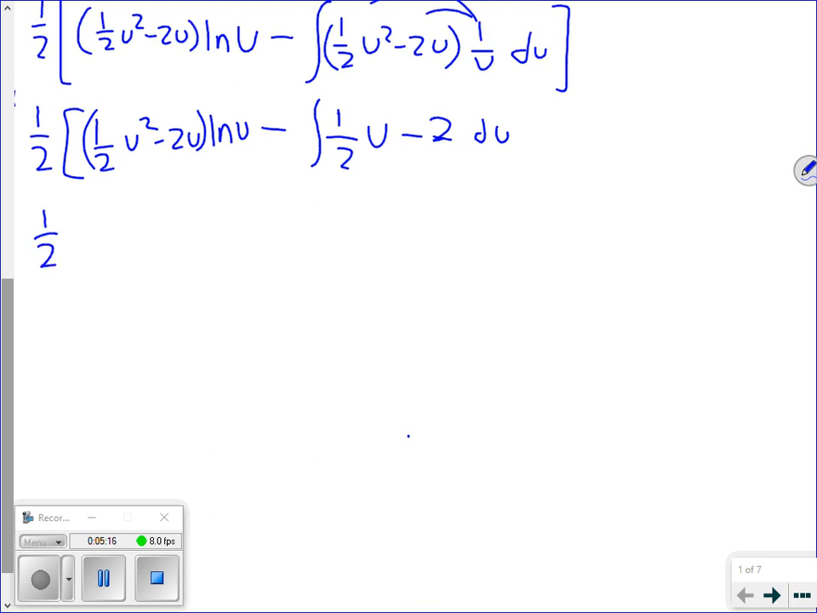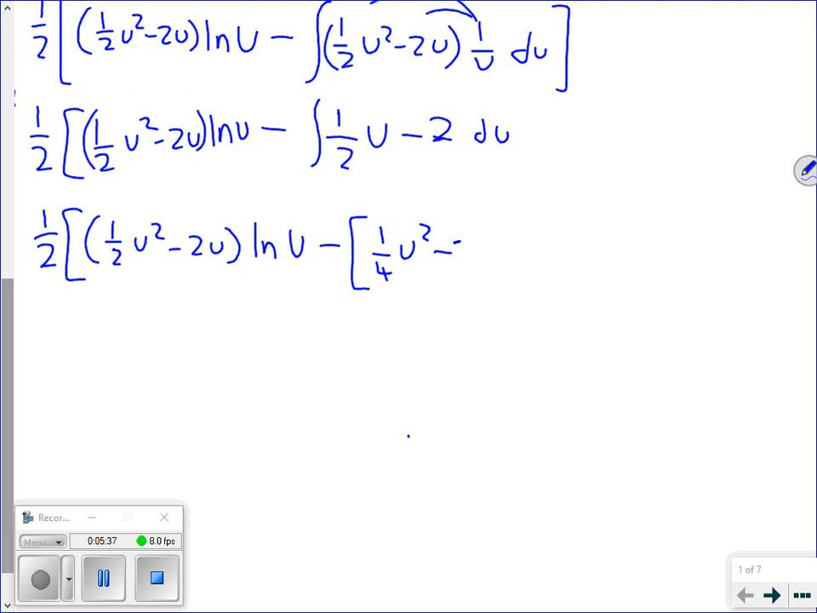So I've got 1/2 on the outside: 1/2 u squared minus 2u ln of u, minus, in parentheses, the integration of 1/2 u minus 2, which would end up being 1/4 u squared if I add 1 and divide, minus 2u, plus c.